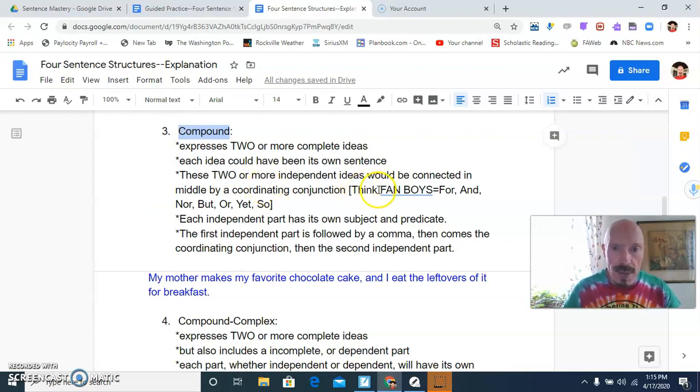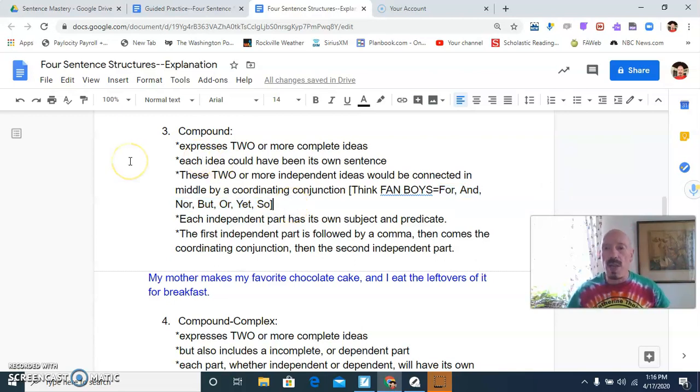Remember the acronym FANBOYS. And I know you can, because if you can remember Roy G. Biv for the spectrum of light, you can remember FANBOYS. FANBOYS stands for for, and, nor, but, or, yet, and so.